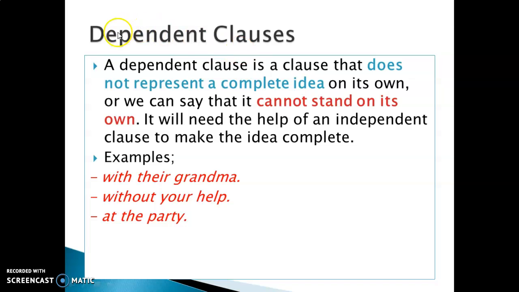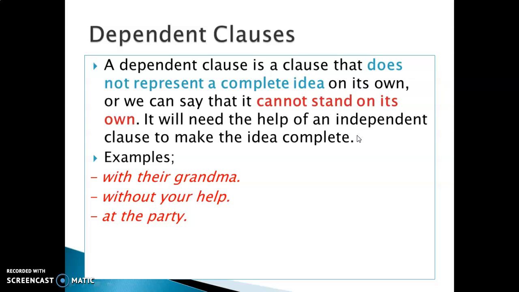Number 2, the dependent clauses. Now, the difference is a dependent clause is a clause that does not represent a complete idea on its own. Or we can say that it cannot stand on its own. It will need the help of an independent clause to make the idea complete. It means that it's a group of words that do not make sense on their own. It will not explain to you what is going on.